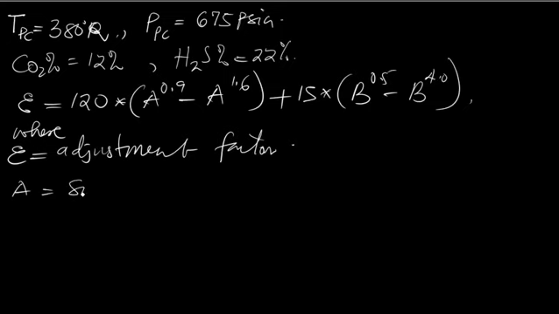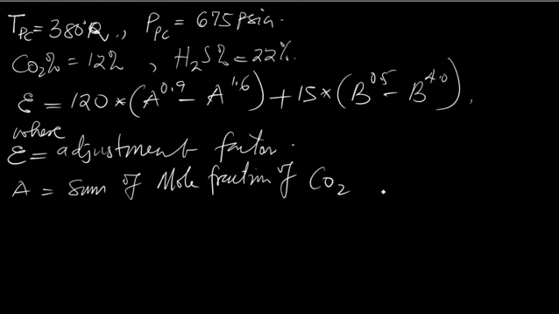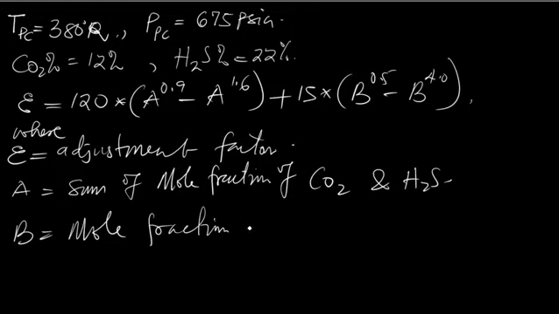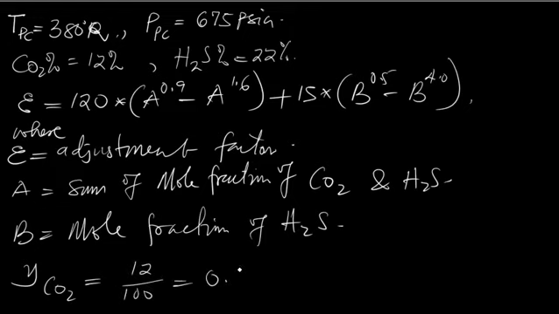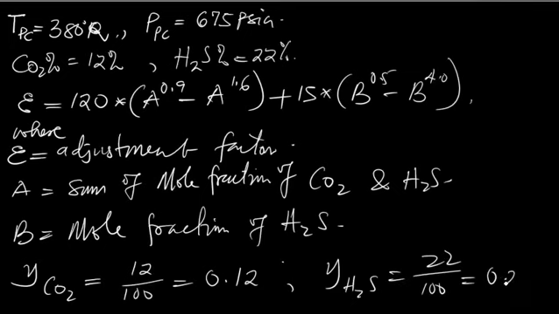and A is the summation, I can say the sum of the mole fraction of CO2 and H2S. Now B is the mole fraction of H2S. So from this expression, the mole fraction of CO2 is equal to 12% divided by 100, which will give us 0.12. The mole fraction of H2S is equal to 22% divided by 100, which is 0.22.